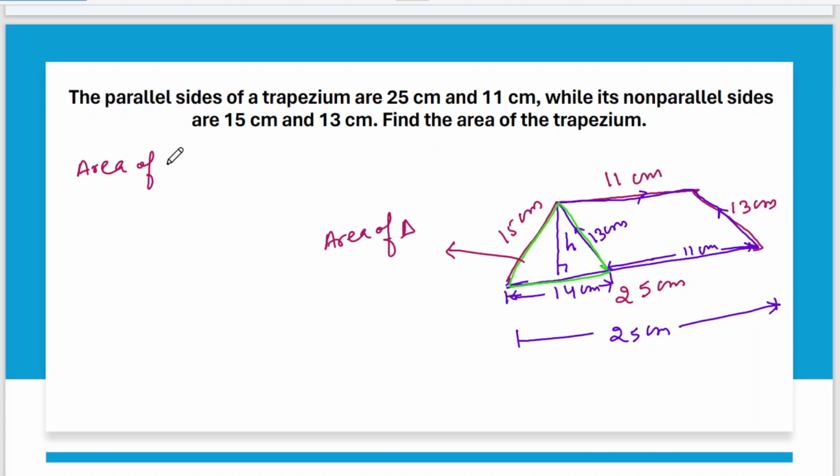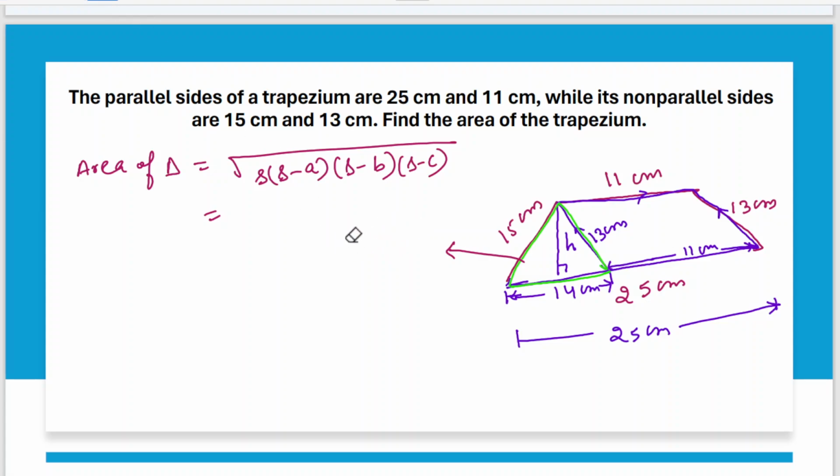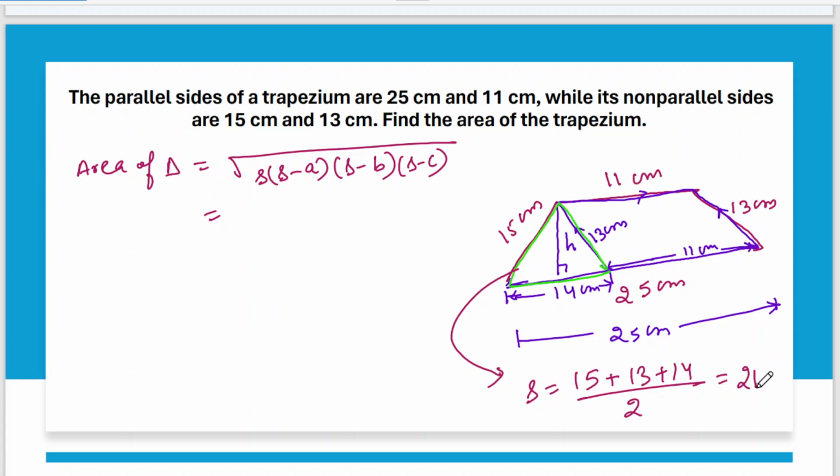Area of triangle equal to, if you know the three sides, the formula that we can use, this is square root of S into S minus A, S minus B, and S minus C. Okay. Now, what is the semi-perimeter of this triangle? So first we are going to find S. S equal to nothing but sum of the length of the boundaries divided by 2. So you will get 28 plus 14, that is 42, divided by 2, that is 21 centimeter.